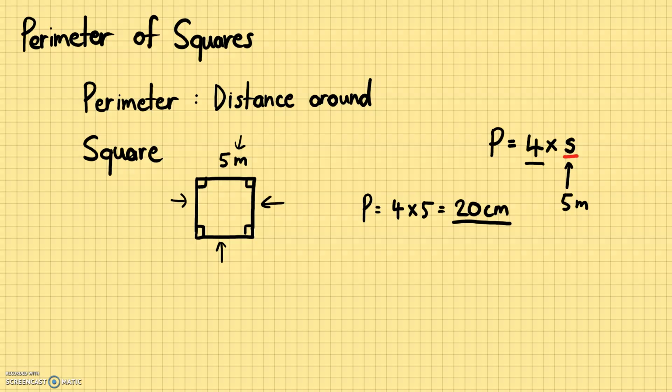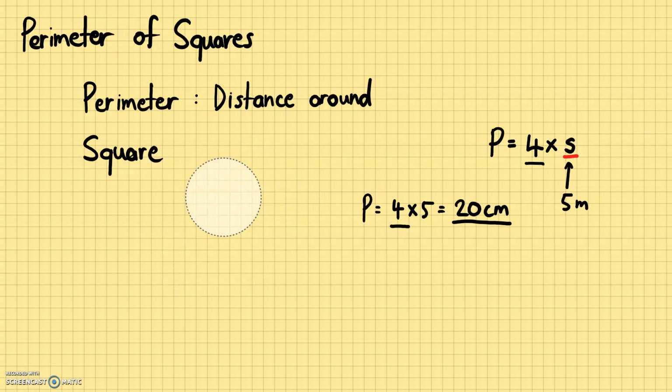Okay, so squares are not very hard. You just do times 4 to get the perimeter. But again, instead of just memorizing the formula, I encourage you to know why you're multiplying by 4. You're multiplying by 4 because there are 4 equal sides to a square.